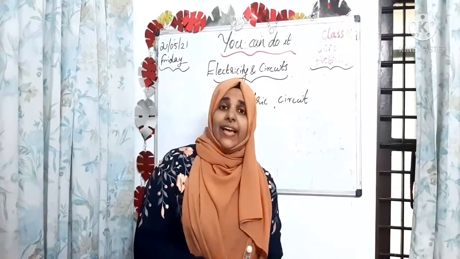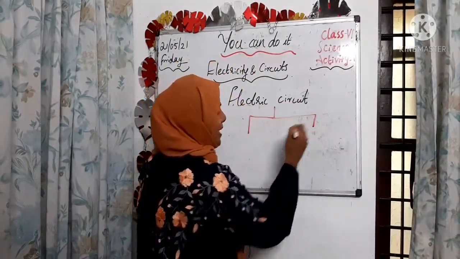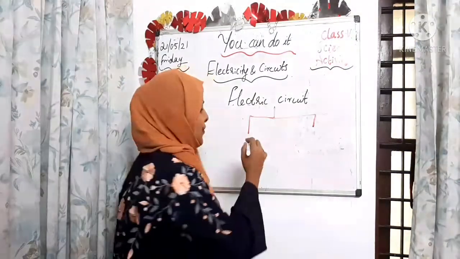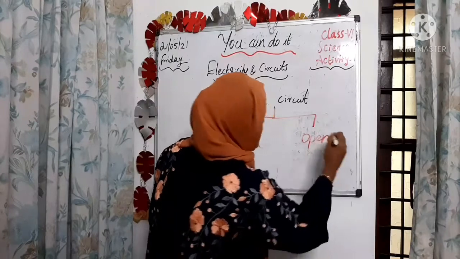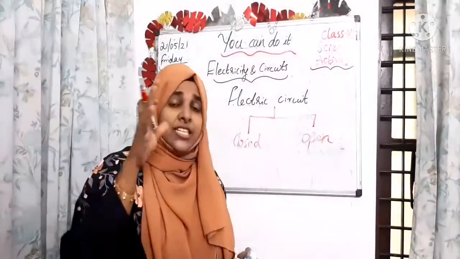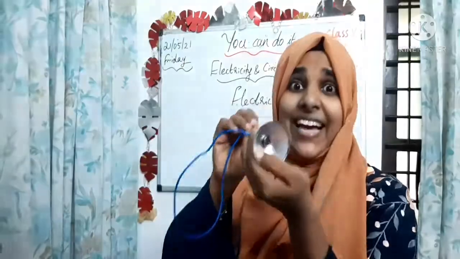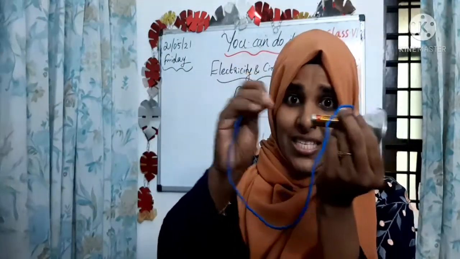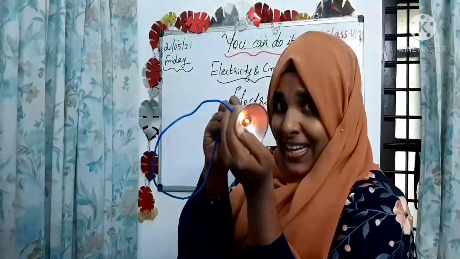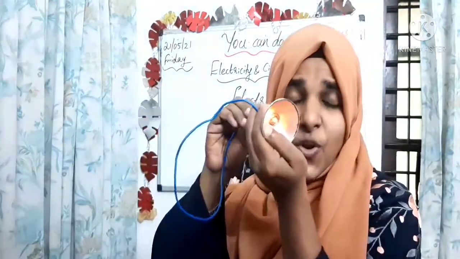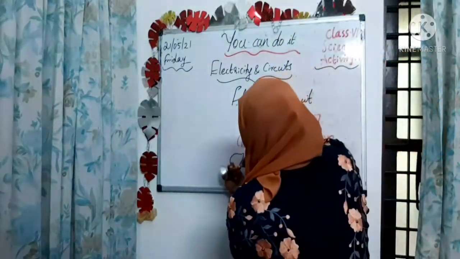Understand? Students, we can classify electric circuits into two types. What are they? Closed circuit and open circuit. If it is closed, what will be produced? Electricity will be produced, right? In a closed circuit, electric current can flow, and there is no break in the path of the current. So that's why it is a closed circuit.